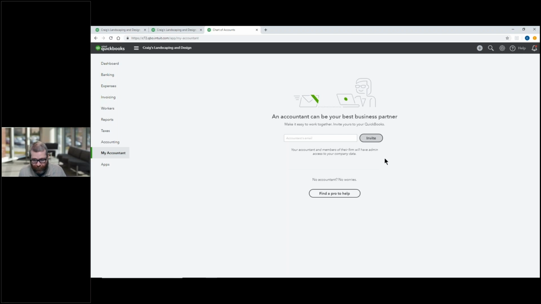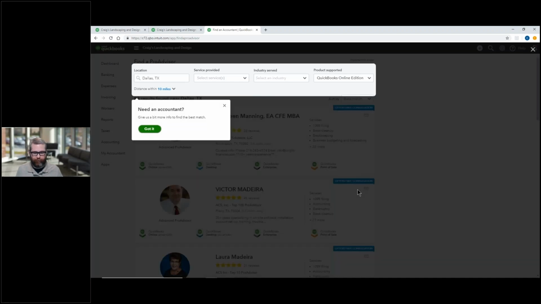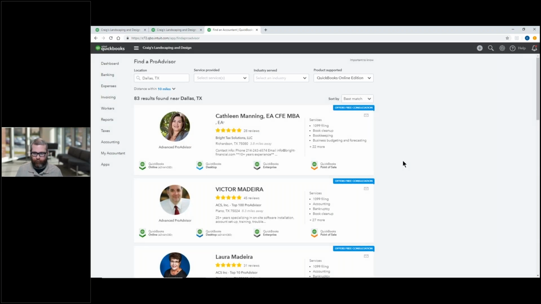Now, if you don't have an accountant, you can click Find a Pro to Help. And this allows you to search through a database of pro advisors. With pro advisors, these are people who have passed certification exams in QuickBooks, and you can basically be assured that these people know what they're doing. And these are independent contractors. There's no set price for them. They set their own rates. And whenever you click on one of them, you can find out more about them, their experience, their rates, things like that. And you can search by location up here at the top.